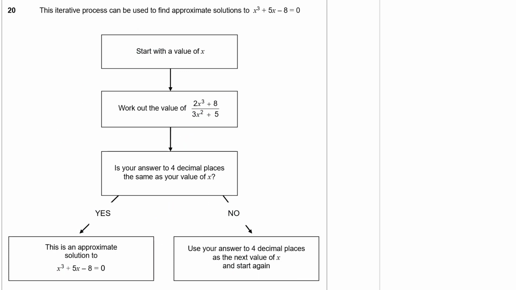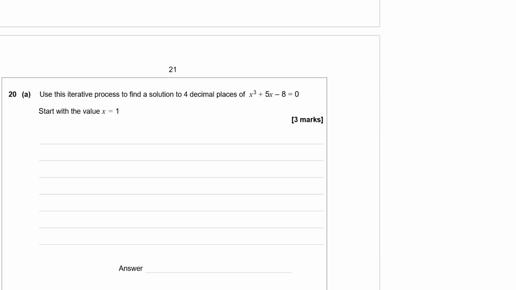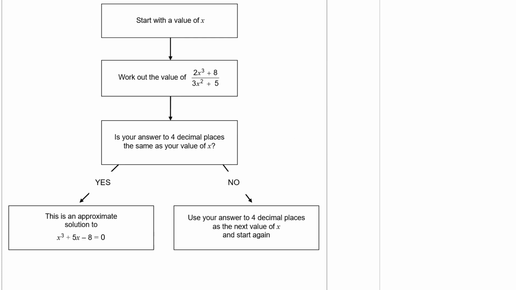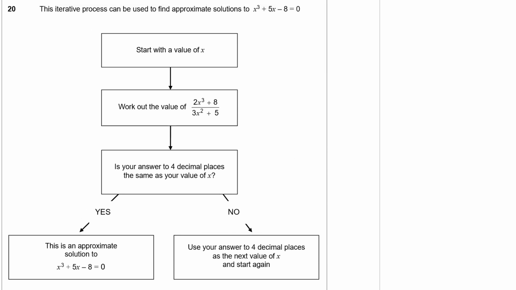Question 20 starts off by describing an iterative process to find approximate solutions to x cubed plus 5x minus 8. It's got a flow diagram that you have to go around and work it out. And the question is asking us to use the iterative process to find a solution to 4 decimal places of x cubed plus 5x minus 8 is equal to 0, starting with the value of x equals 1. Which means we need to take the value x equals 1 and feed it into this process and see what happens.